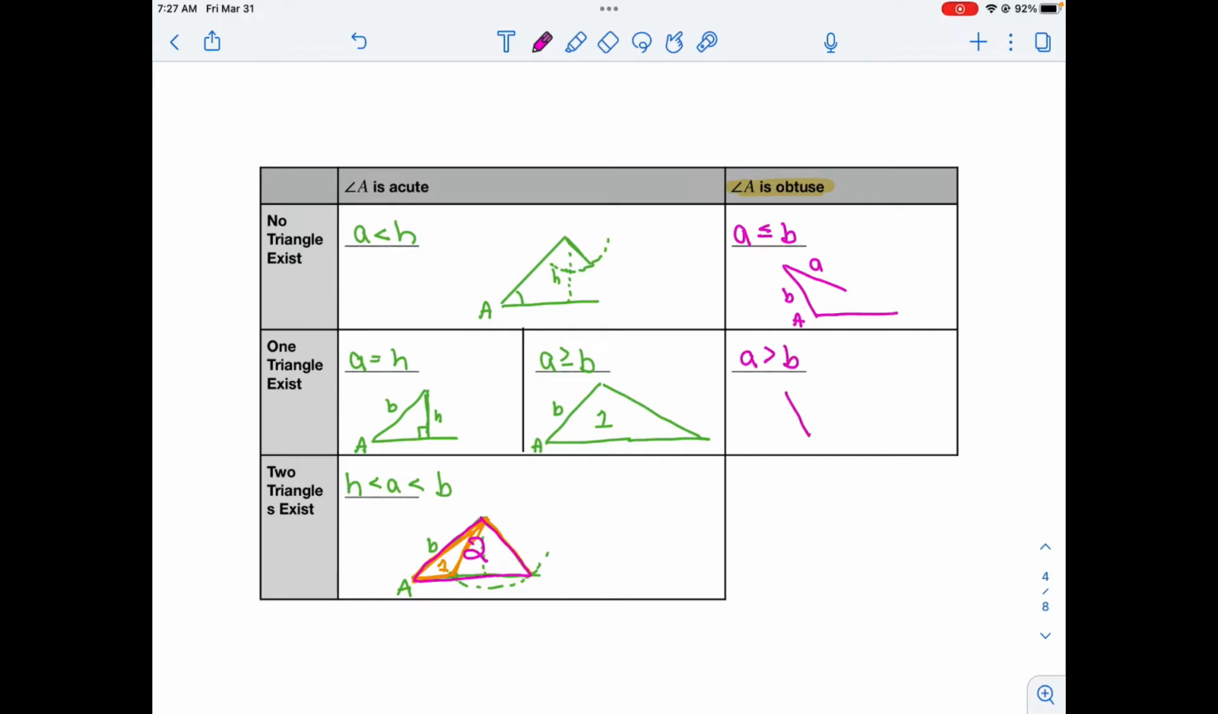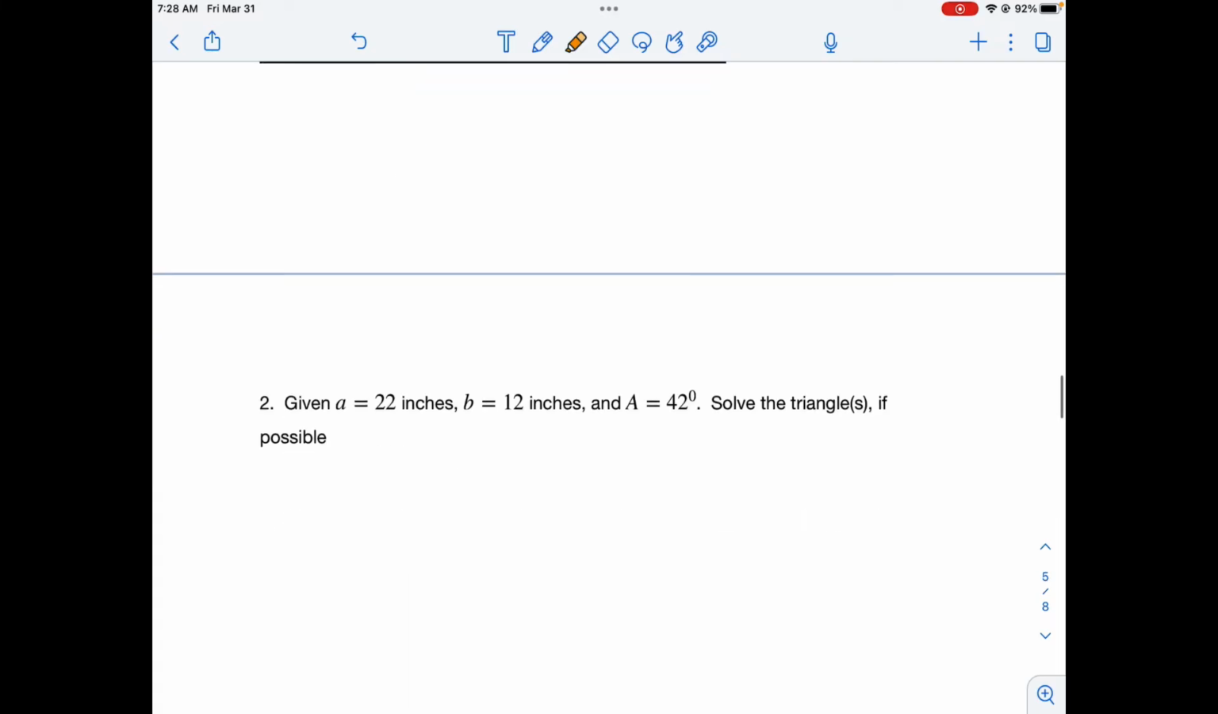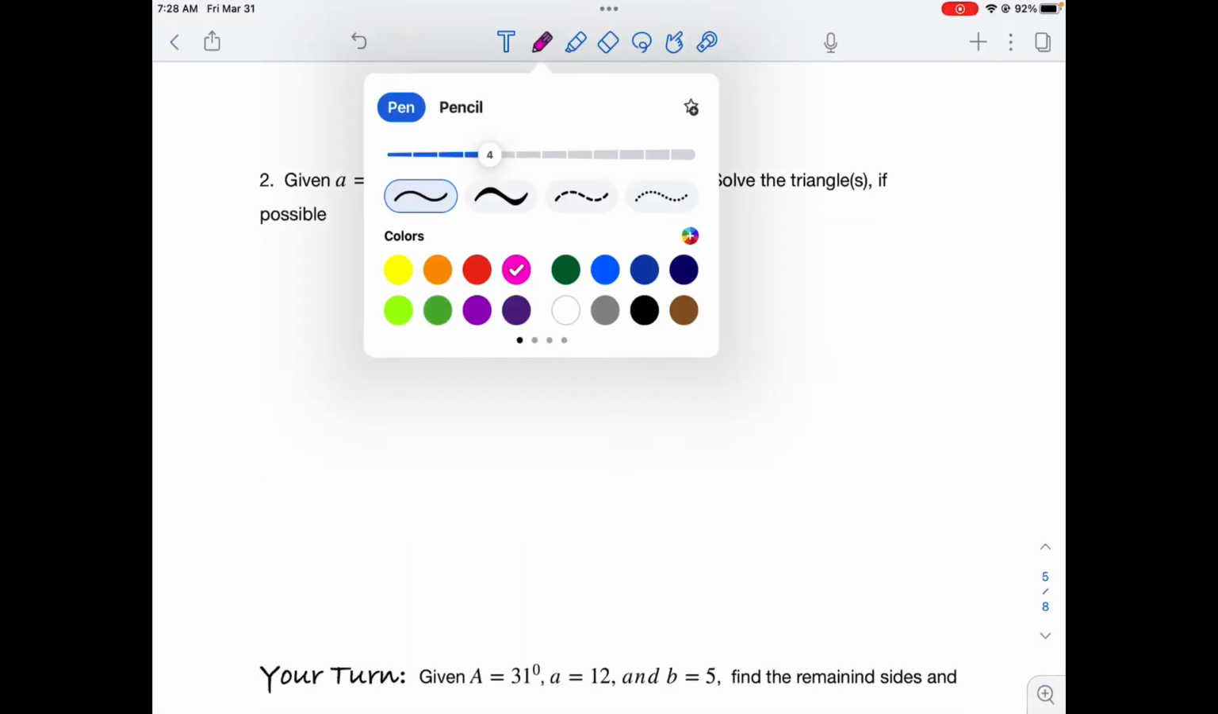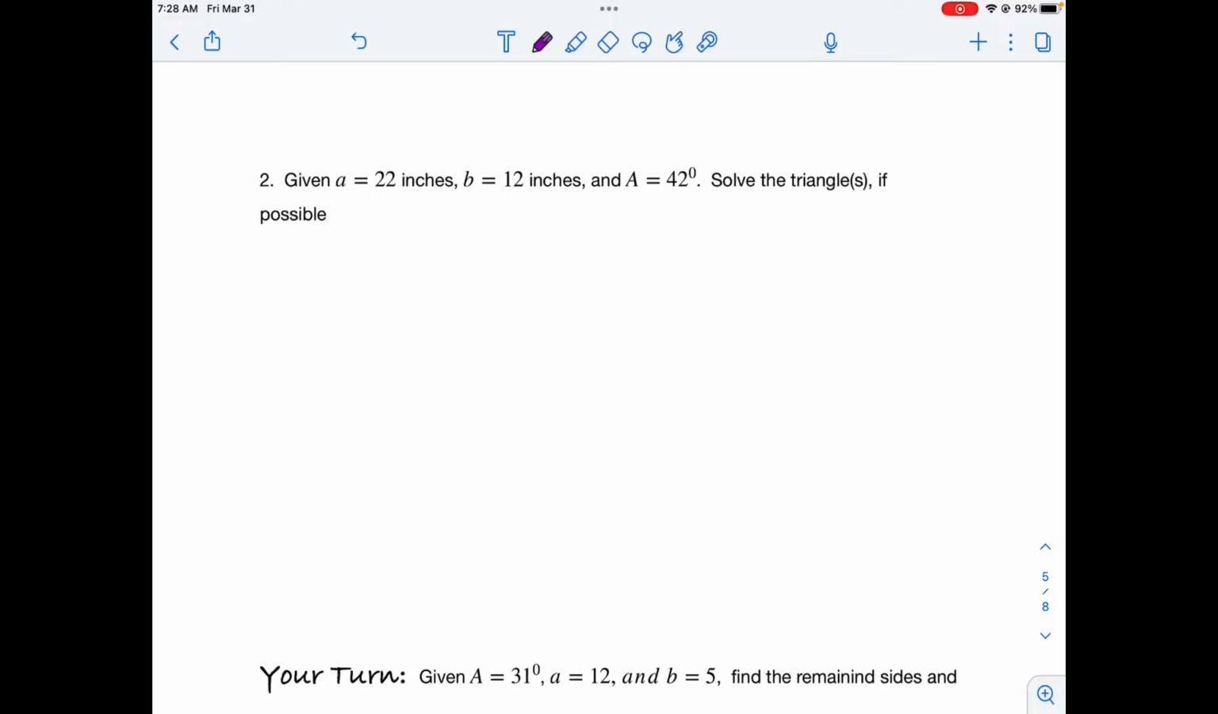The second situation when angle A is obtuse is if A is greater than B. As long as the side opposite the obtuse angle A is larger than that other side listed, I can definitely form a triangle, and it will only be one triangle. For the rest of this video, we'll work examples, figuring out how many solutions we have, and then finding the solution.